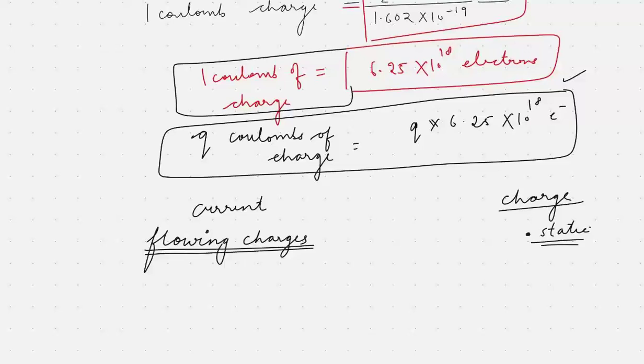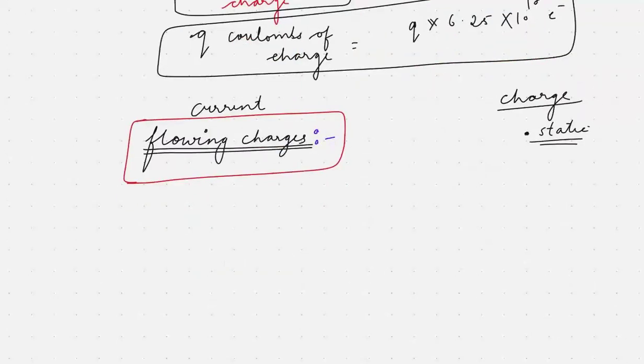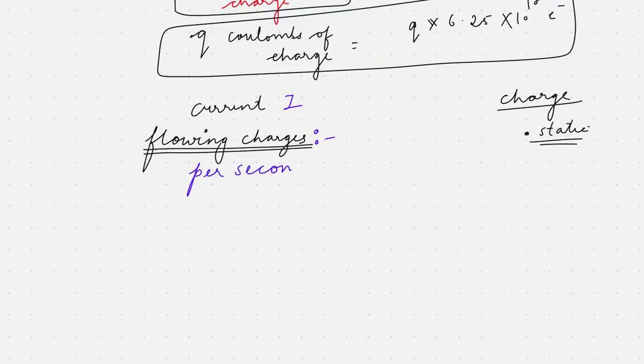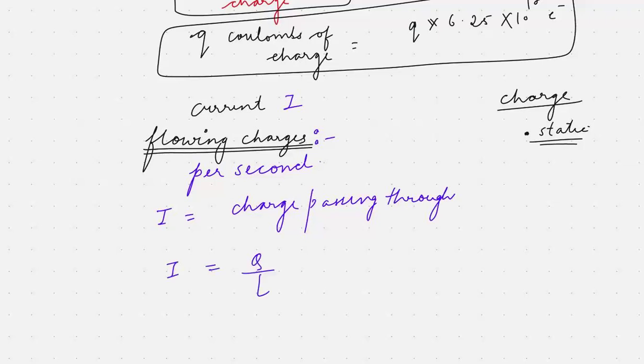So current basically means what? Flowing charges. Got the point? So when current basically means flowing charges, what does that mean? Current is flowing charge per second. So when I define current, I say it is the charge passing through a point per second. That means I is going to be Q by T.